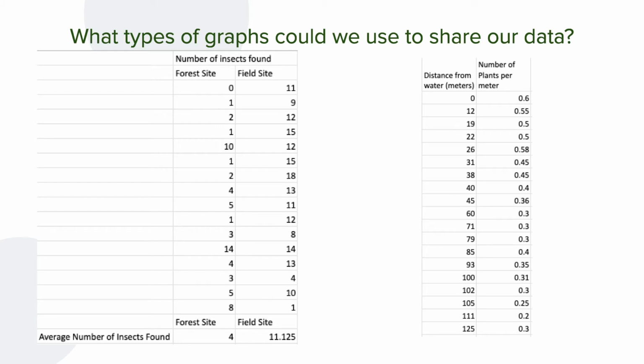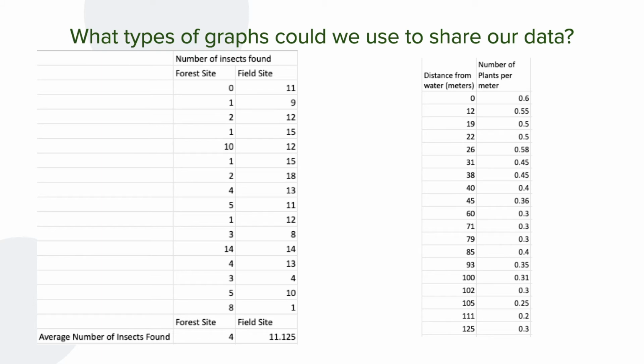On the right, we can see the data from a group that looked at how distance from water affects the number of plants. You can see they started near a body of water at 0 and counted the number of plants that were in a square meter. As they went further and further from the water, they counted the plants using the same method and plotted their data for 125 meters away from the river.